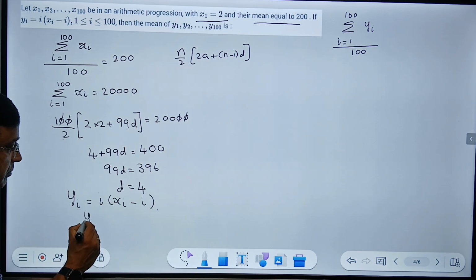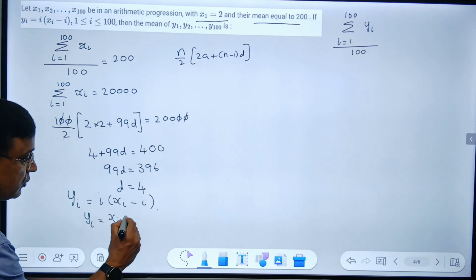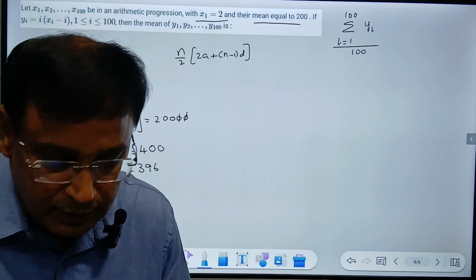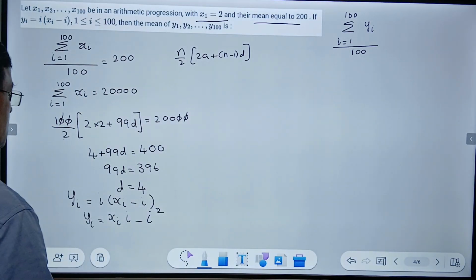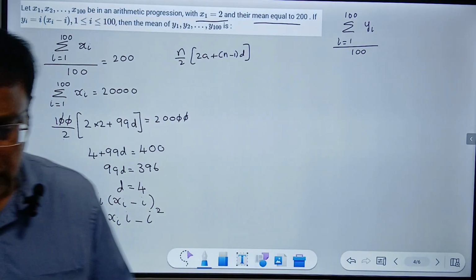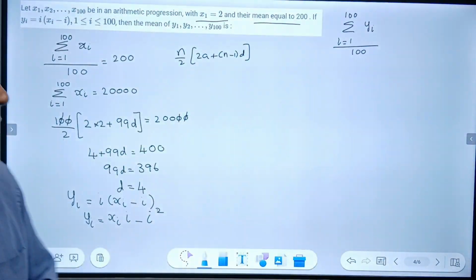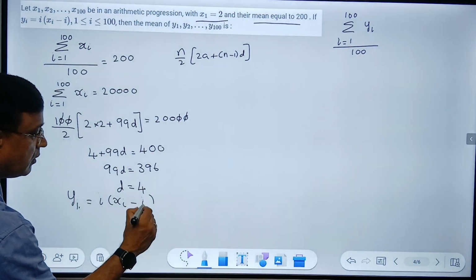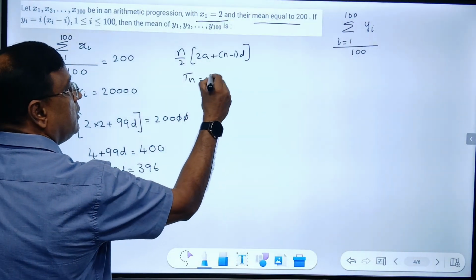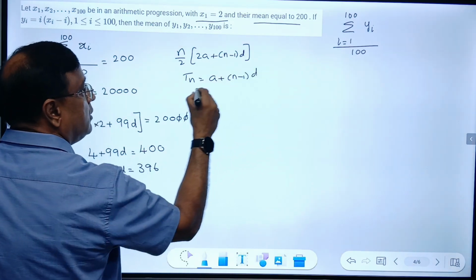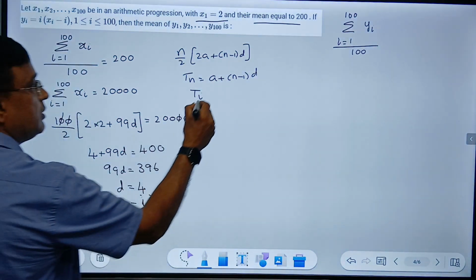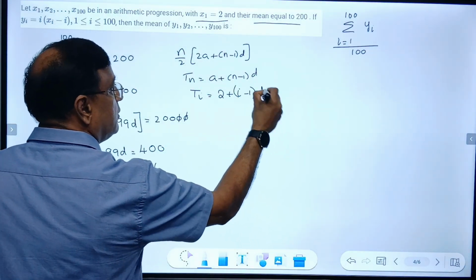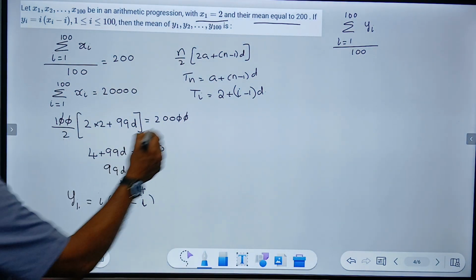Now what I will do, I'll open the bracket. What do you get? xi into i minus i square. Correct? I want to find this xi. First, let me find that xi. What is the nth term formula? a plus (n minus 1) into d. Now I want to find the ith term. The ith term will be what? a is 2, plus (i minus 1) into d. Correct? So this is my xi.